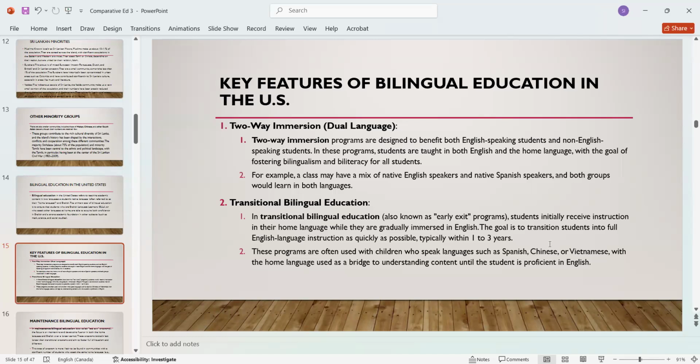So the goal is to transition students into full English language instruction as quickly as possible, typically within 1 to 3 years. These programs are often used with children who speak languages such as Spanish, Chinese, or Vietnamese, with the home language used as a bridge to understanding content until the student is proficient in English.